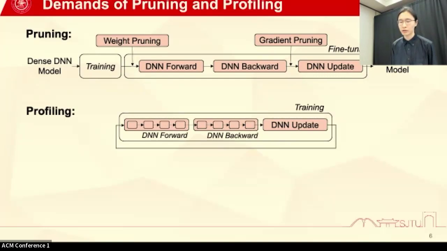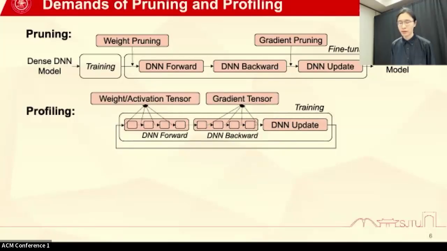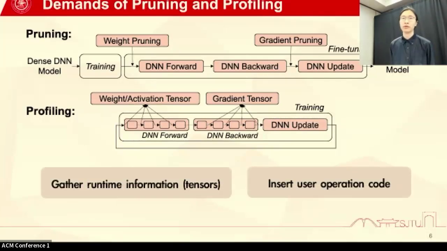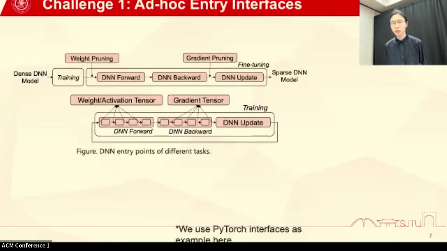And for profiling, suppose we have a training loop and there are many operators flowing in the process, and the user wants to gather the weight, the activation, and the gradient tensors from the execution process. So the common demands of the DNN tasks are these two. They want to gather runtime information, which are the tensors, and they want to insert some user operation code into the DNN model. To implement this, we summarize some of the challenges.